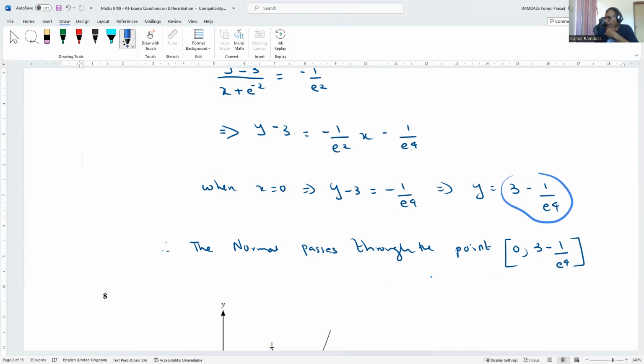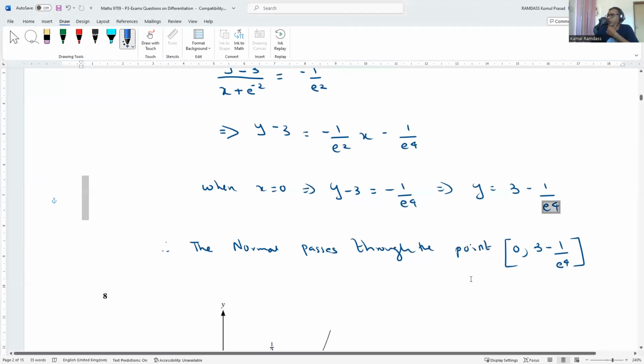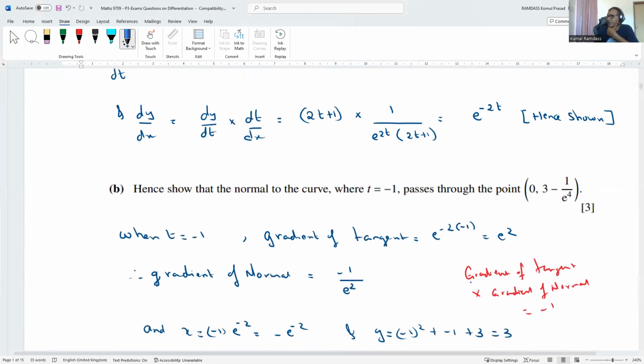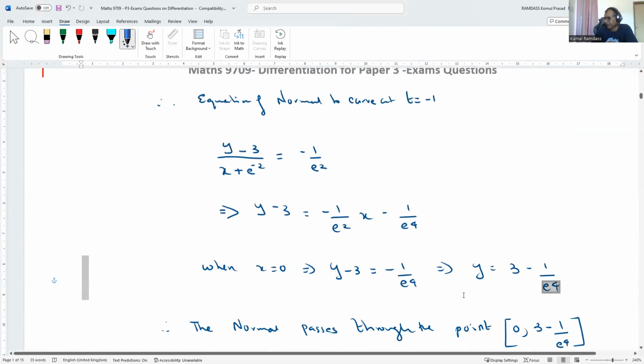And y is equal to 3 minus 1 over e to the power of 4. And that's what it says, show. Therefore, shown.